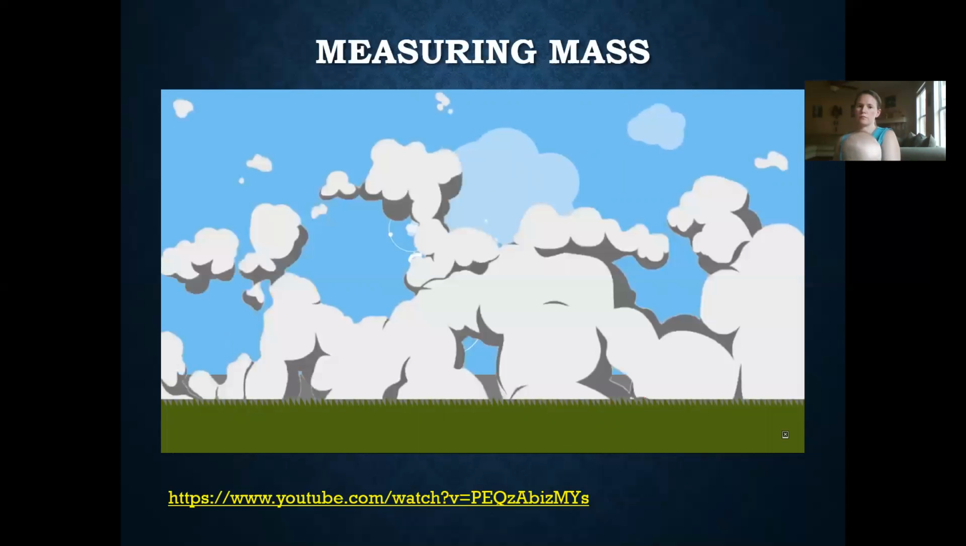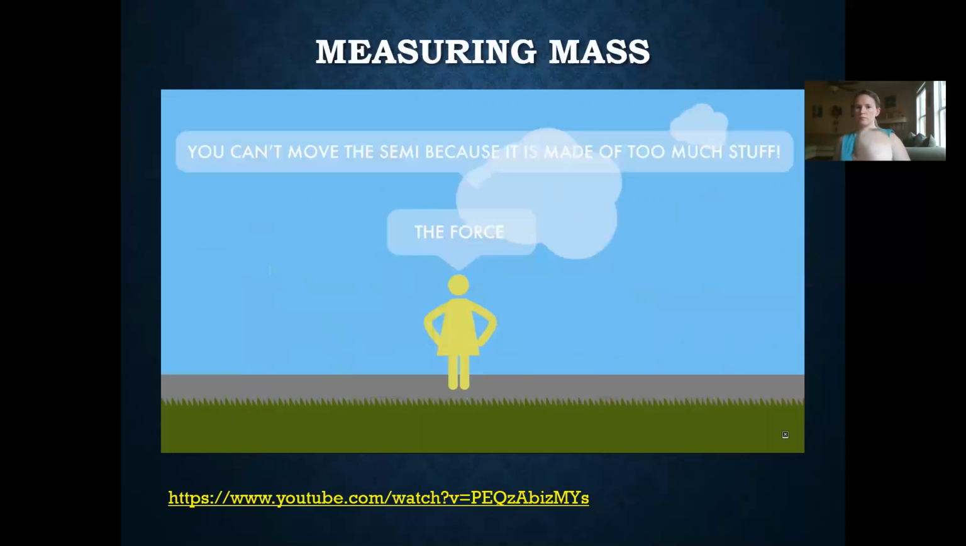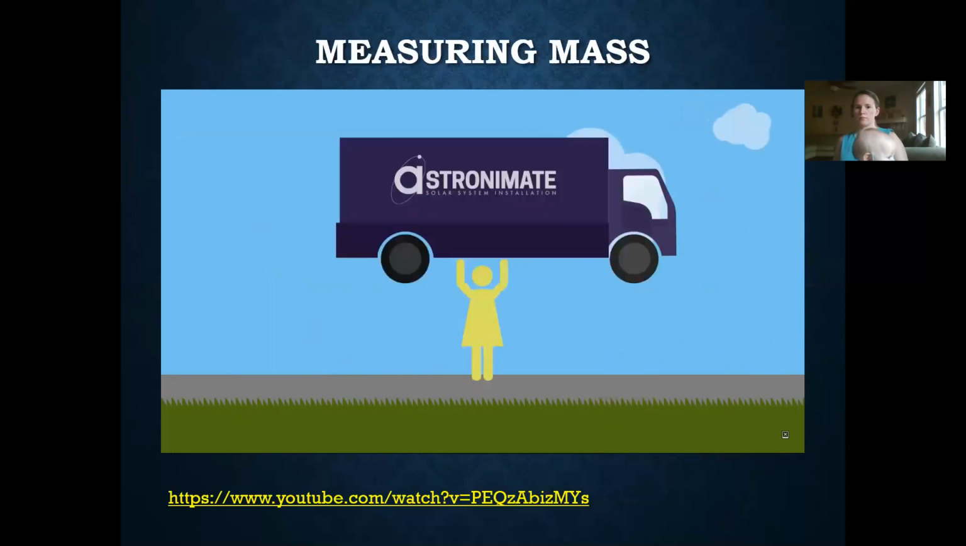And you pushing on it, aka the force acting on it, is simply not enough to change its motion. So the semi's mass makes it difficult to push down the street. But now imagine if somebody told you to lift the semi-truck off of the street. Also virtually impossible, right? But why?